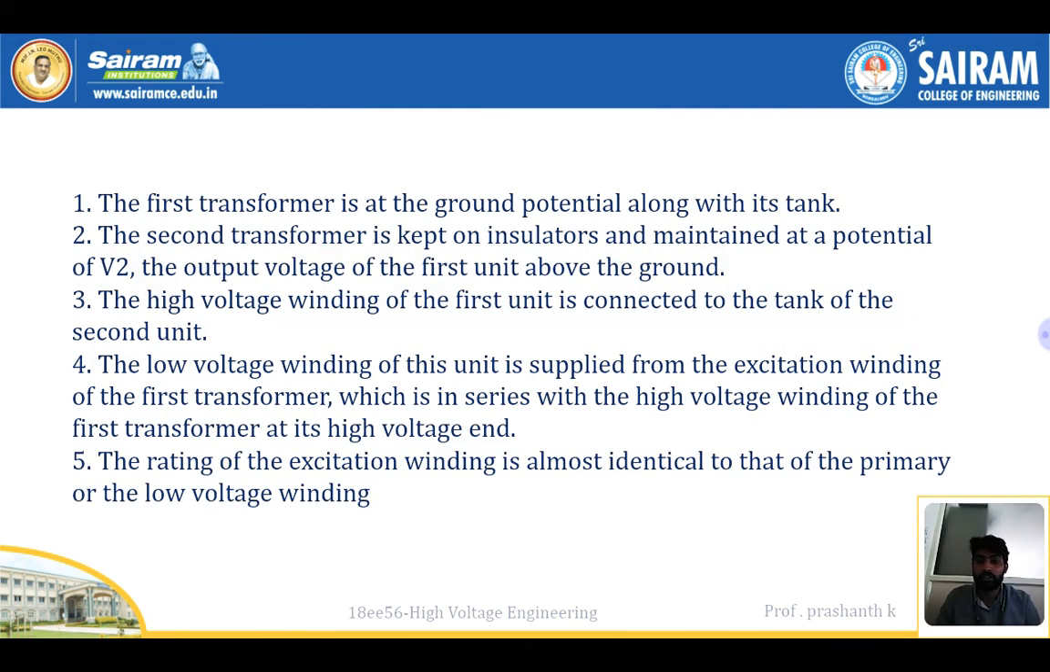The first transformer is at ground potential along with its tank. The first transformer is connected to ground, and the second transformer is kept on an insulator and maintained at a potential of V2, the output voltage of the first unit above the ground. The high voltage winding of the first unit is connected to the tank of the second unit.